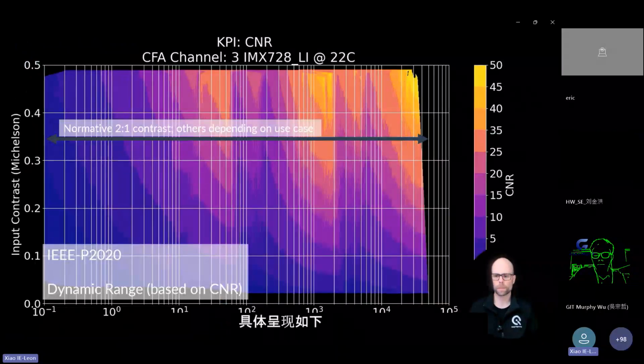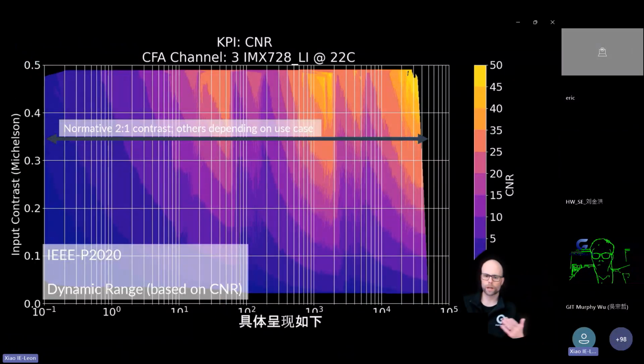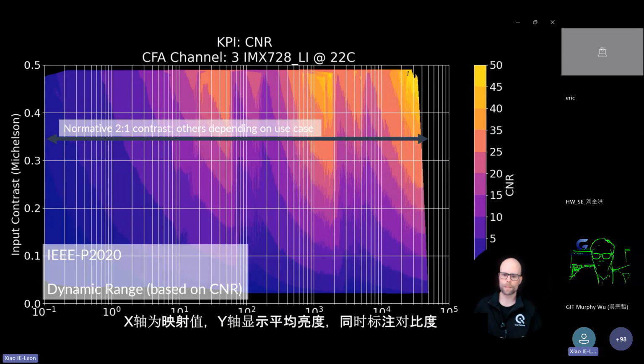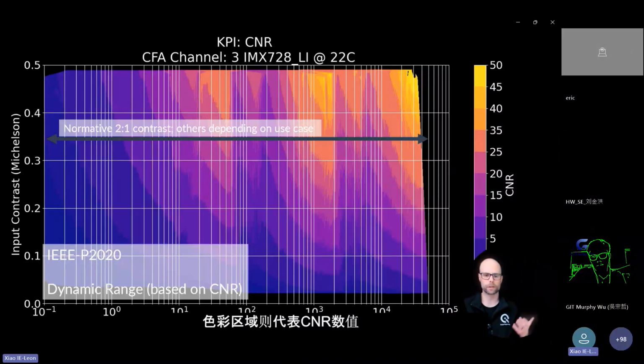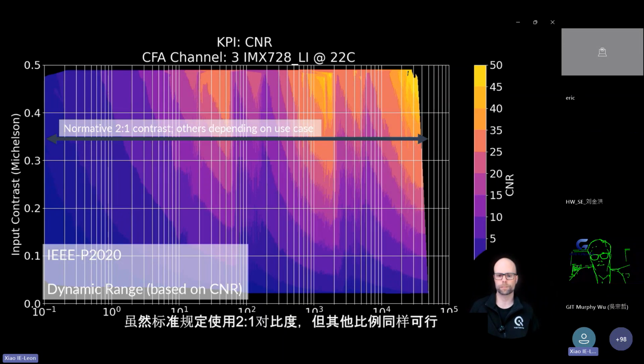So that looks like this. You have, again, a map. On the x-axis, you have the average luminance. On the y-axis, you have the contrast. And then in color, you have your CNR. According to the standard, 2:1 shall be used, but others are definitely a possibility.